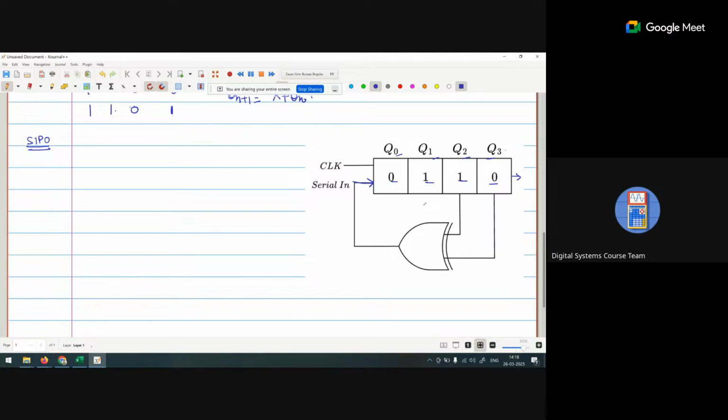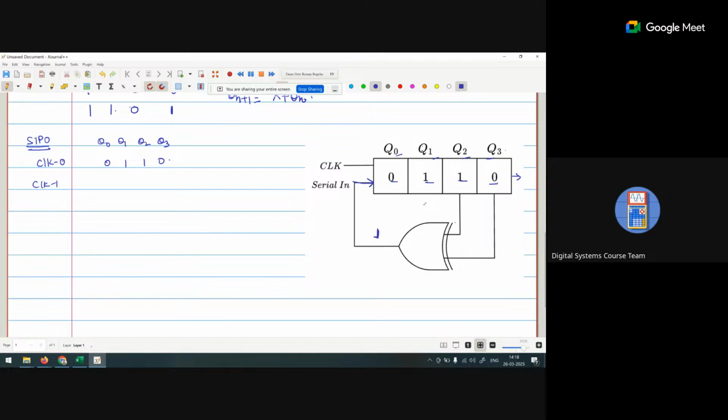Now, if you are taking that clock 0, the data is Q0, Q1, Q2, and Q3: 0, 1, 1, 0. Now, when clock 1 is applied, in between the clock 0, what we are getting is the 1, 0 XOR.